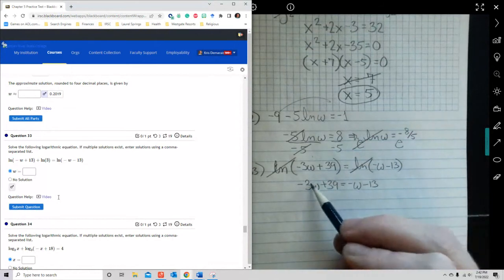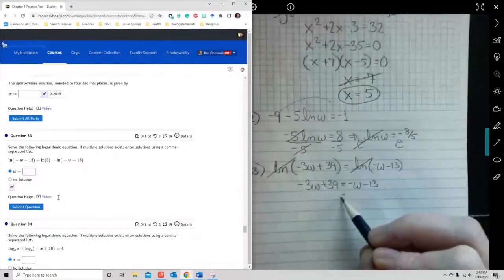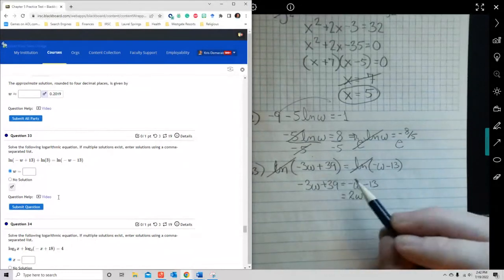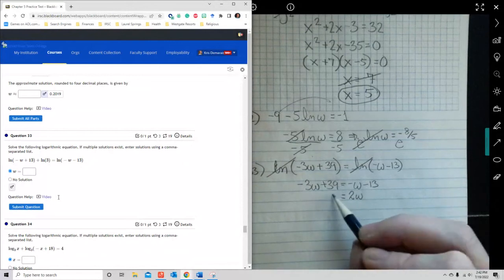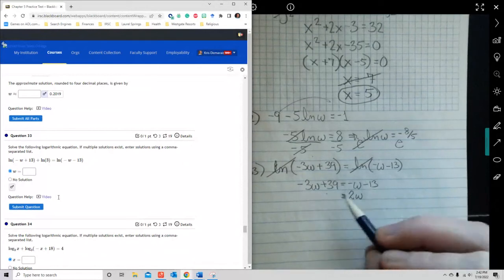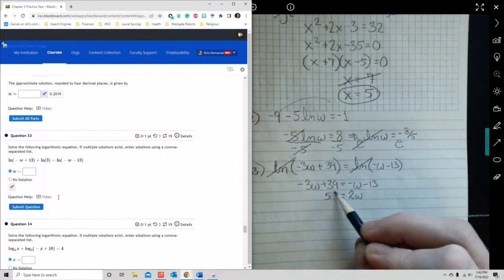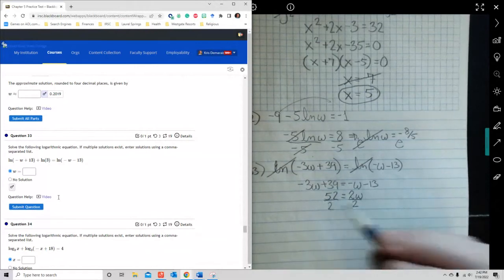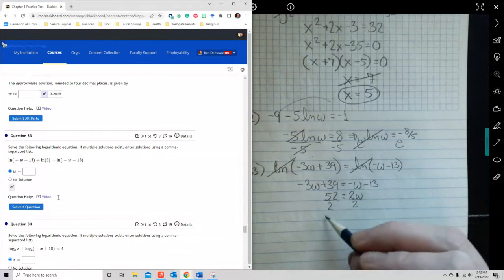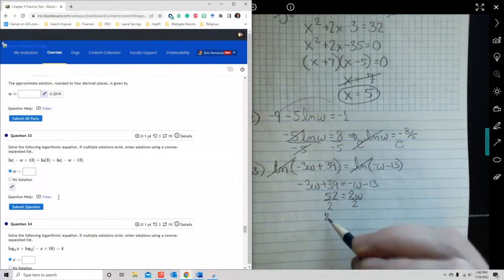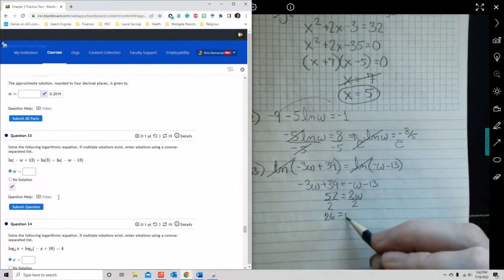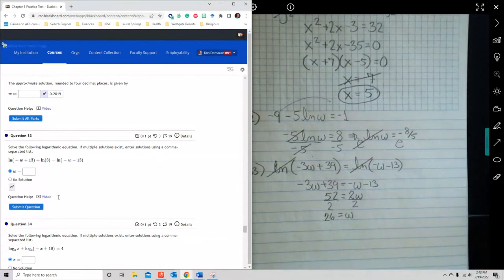So I'm going to personally take and add 3w to both sides. Then I'm going to add 13 to both sides. Adding 13, that's 52. 52 divided by 2, that's going to give me 26. So now I have my answer.